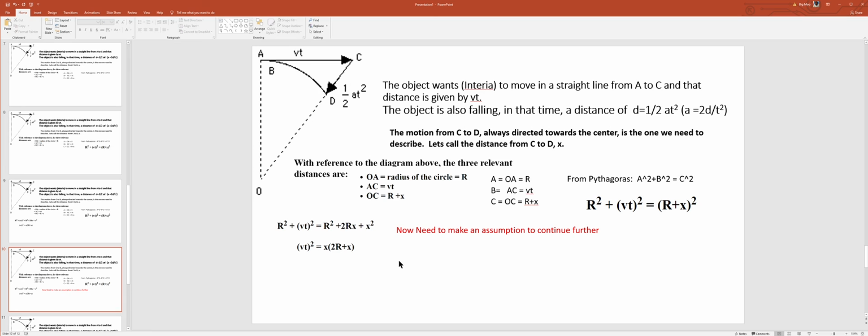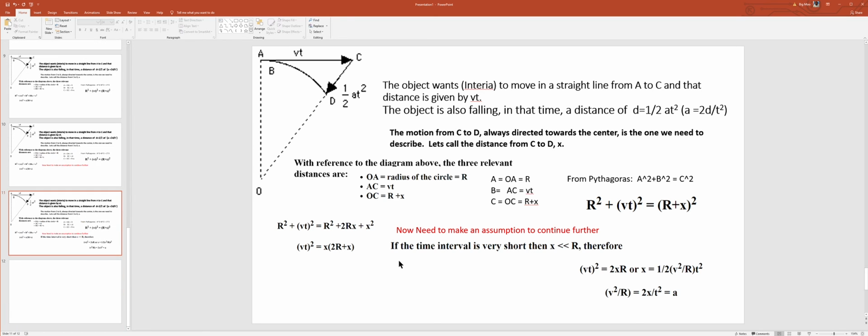The way you make that assumption is you just talk about small units of time. If the time interval is very short, then that is solved: x is much, much less than r. So then you can isolate the v squared over r term, where 2x over t squared is identical to that, which is the acceleration. Hence, v squared over r equals the acceleration.